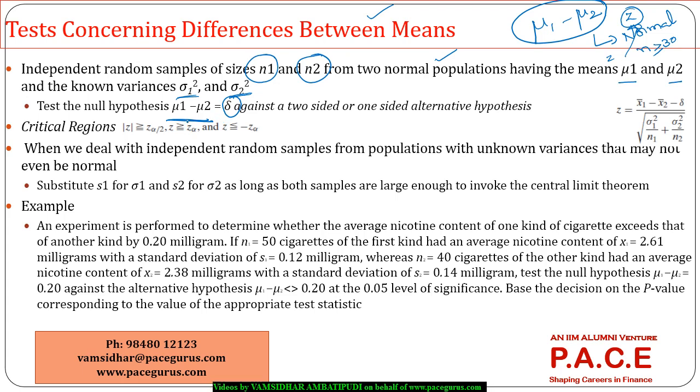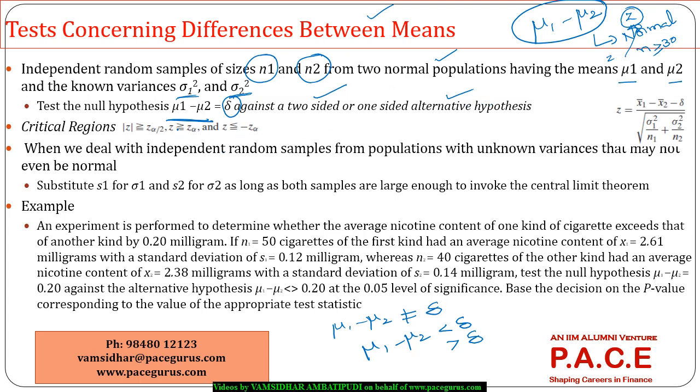So this is my null hypothesis here, and I am trying to test it against an alternate hypothesis. It could be a two-sided alternate hypothesis saying mu1 minus mu2 is not equal to delta. That's a two-sided alternate hypothesis. Or I could have had mu1 minus mu2 less than delta. It's a one-sided alternate hypothesis. Or it could be greater than delta, even that is a one-sided alternate hypothesis.